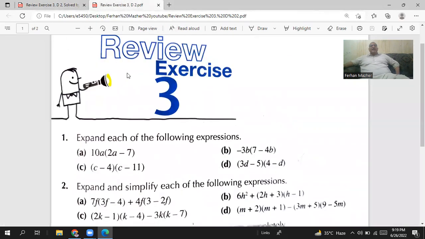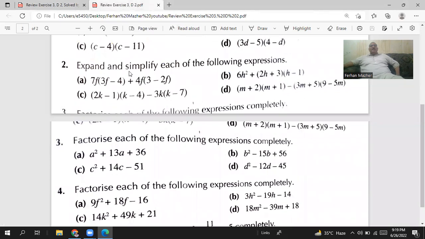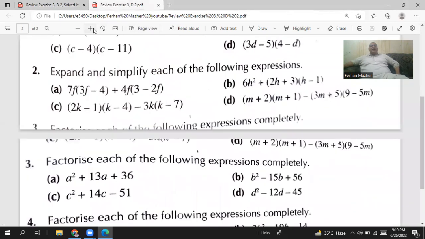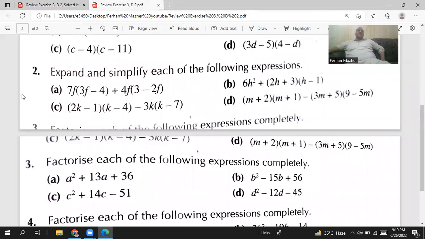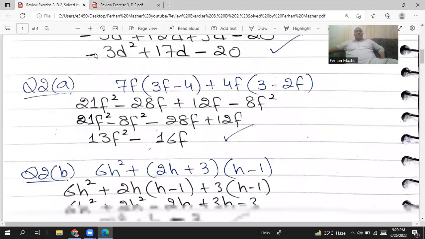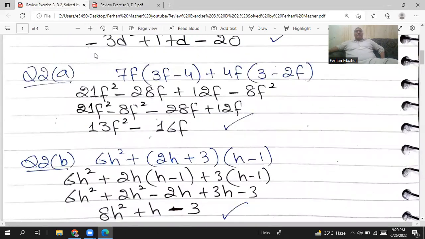I hope you understand. Now we are going to the next question. This is question number 2. Here it says expand and simplify each of the following expressions. So we will take the A part, which is coming up on your screen. 7f bracket 3f minus 4 plus 4f bracket 3 minus 2f.